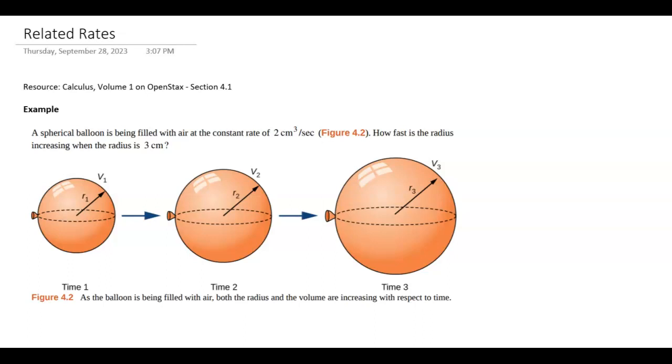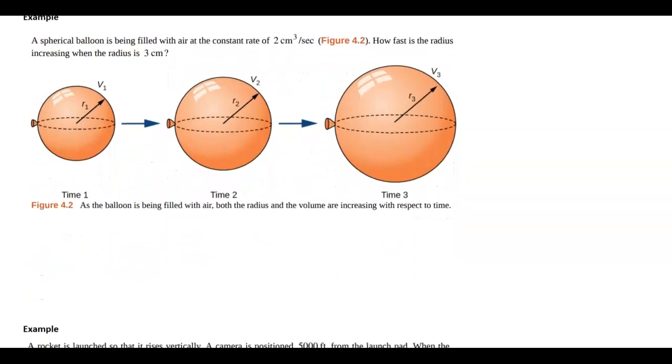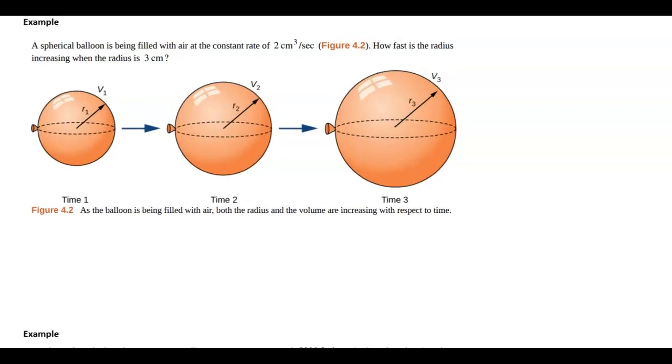All right, this video on related rates is going to go over two examples of how we can use implicit differentiation to work on applied problems. So let's say that we have a balloon, it's being filled maybe with a machine, so there's a constant rate of flow of 2 cubic centimeters per second.